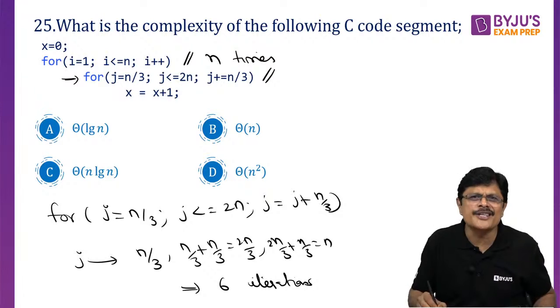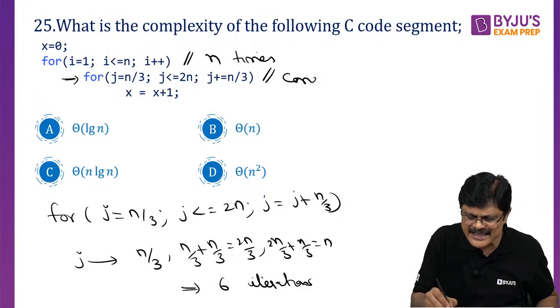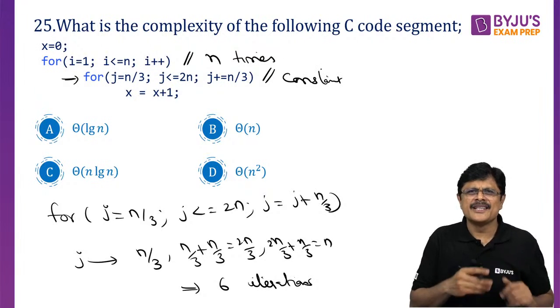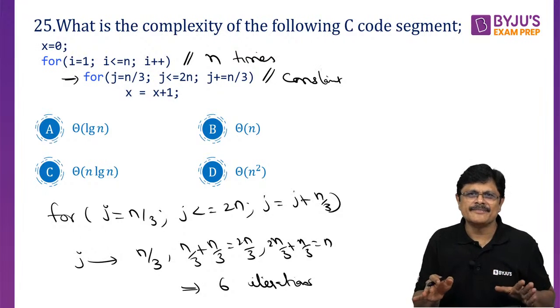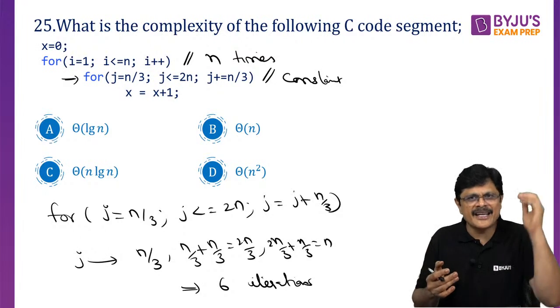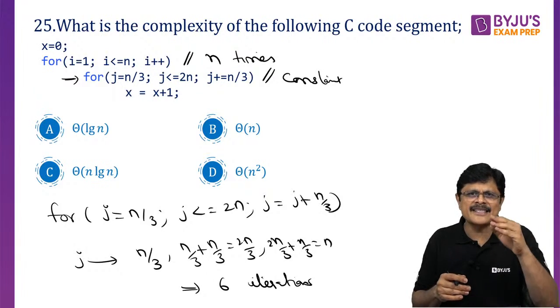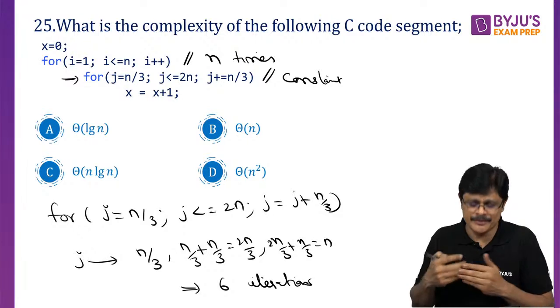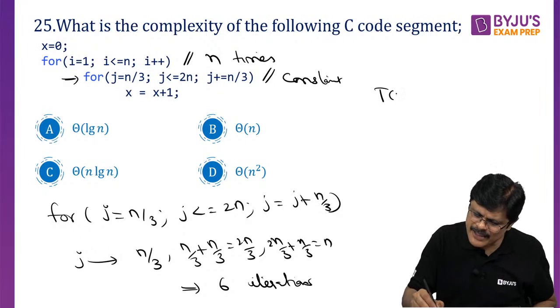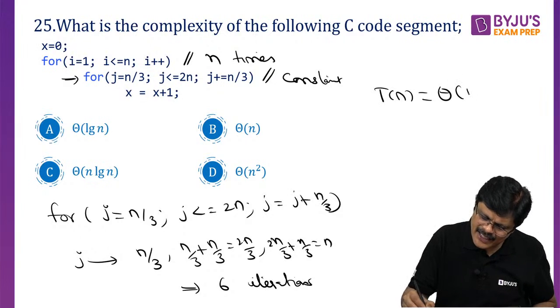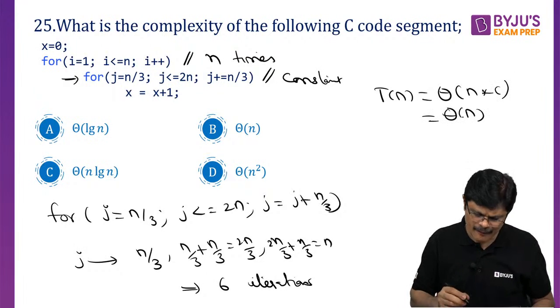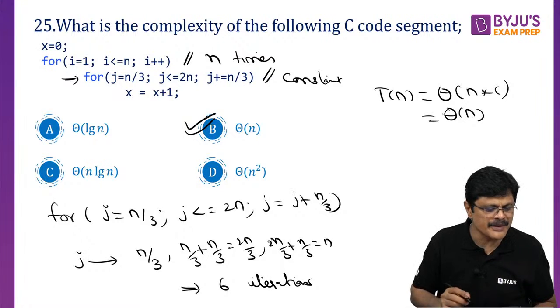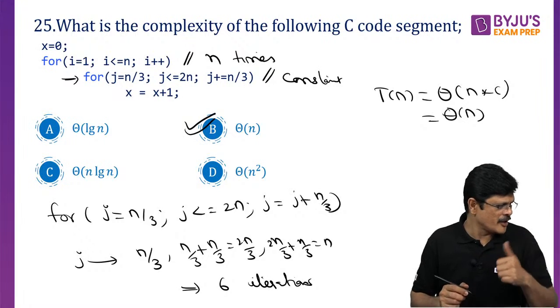Whatever it is, it is a constant, my dear friends. I just see it as a constant. For me, 6, 7, 8 does not matter. Hardly how many iterations? 5 iterations, it enters the loop. 6th iteration, it becomes 2n plus n by 3, it will come out of the loop. So the time complexity for this is theta n into constant, or simply theta n, my dear friends. Wonderful.